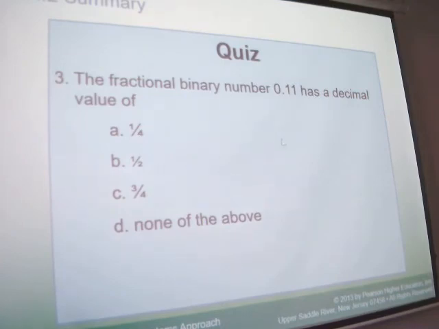Okay. So the weight of the first position is 2 to the power of minus 1, which is 0.5, and the next is 2 to the power of minus 2. So the first is 1 over 2 plus 1 over 4. So 3 by 4. Yes. The answer is C.